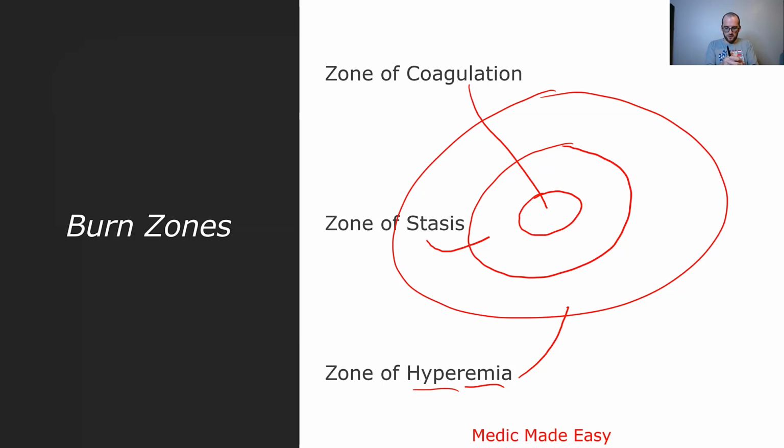So most severe, zone of coagulation in the middle; less severe, zone of stasis around it; and less severe even from that, the zone of hyperemia on the outside. Everything outside the zone of hyperemia is okay. That tissue is fine. So that's what they say for the area of the burned spot. Hyperemia, stasis, coagulation, down to the middle.